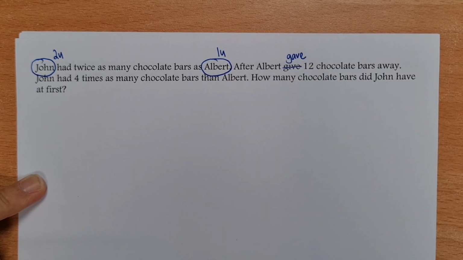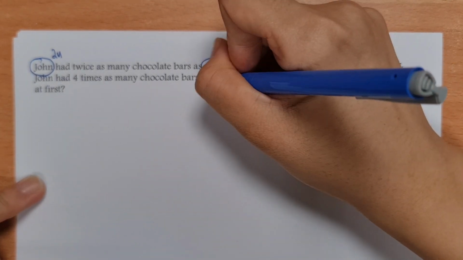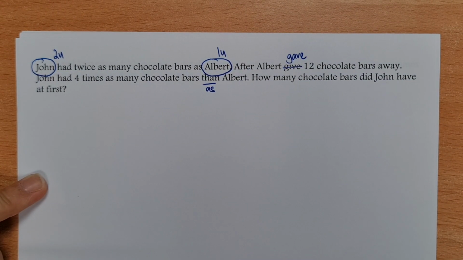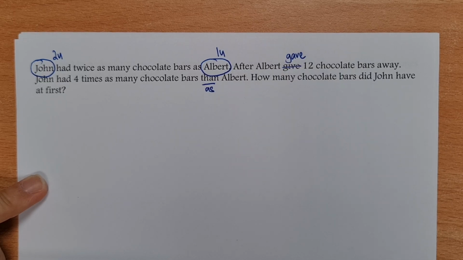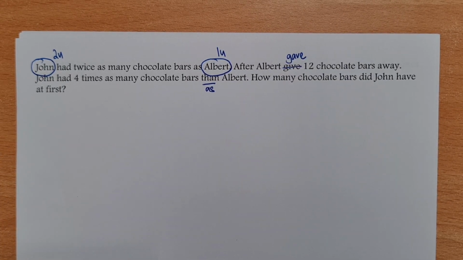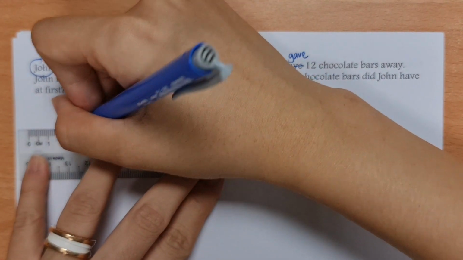12 chocolate bars, John had 4 times as many chocolate bars as Albert. How many chocolate bars did John have at first? From analysis, we need to know that Albert was the one that had given away the 12 chocolate bars. Therefore, the number of chocolate bars that John has left at the start and in the end will be the same. In class, we learned the table method.